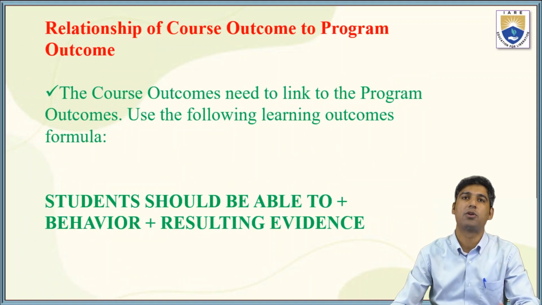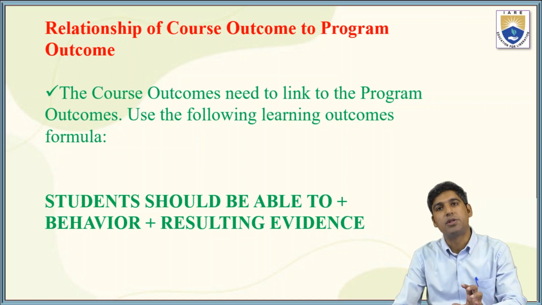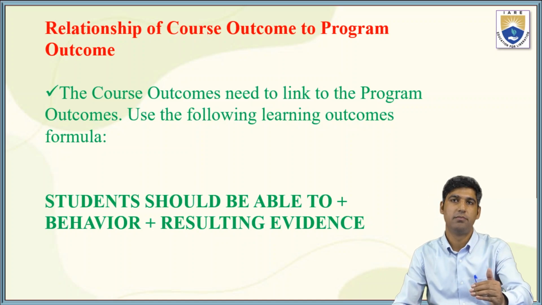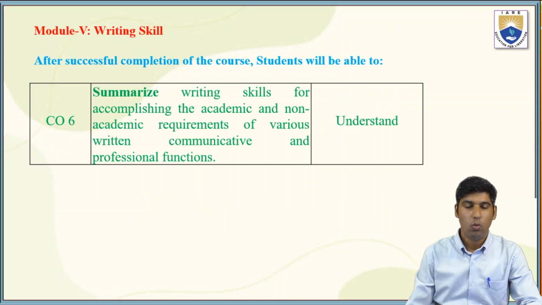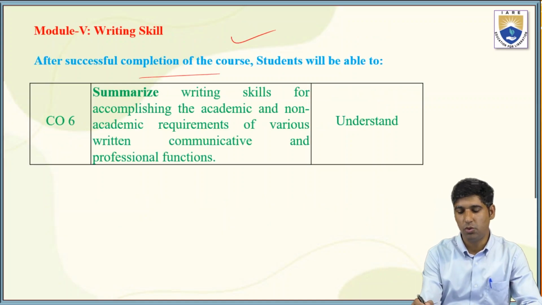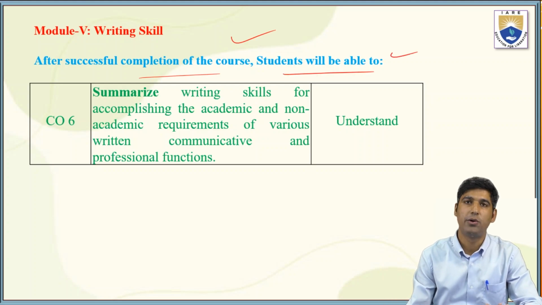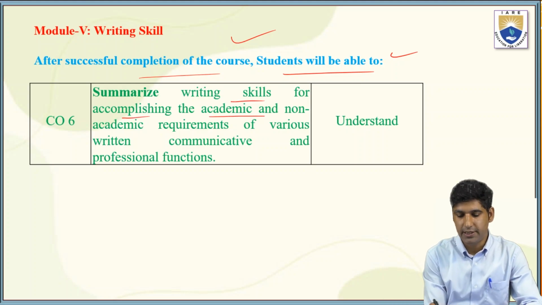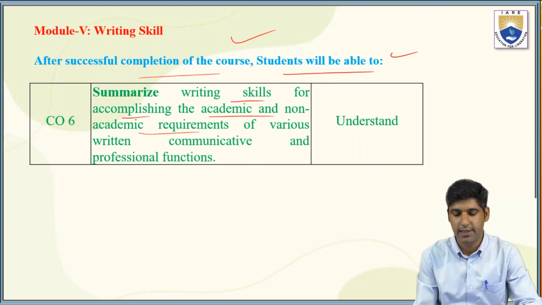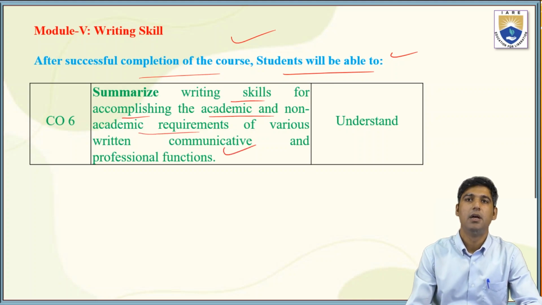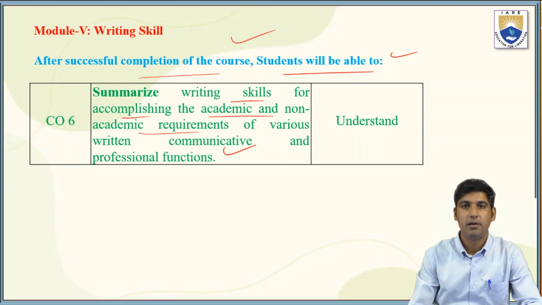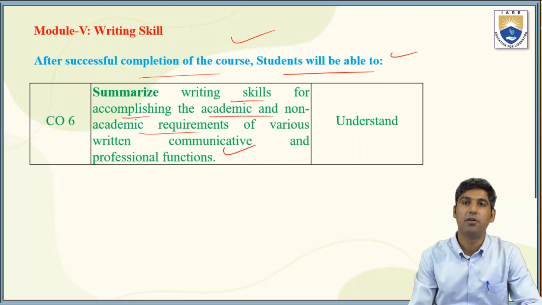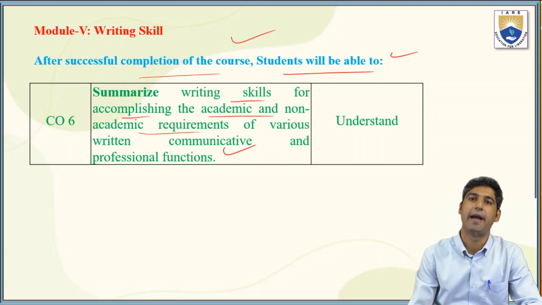The relationship of course outcome and program outcome is this. Every course outcome should link to the program outcome. After the successful completion of the course, the student will be able to do the following. This fifth module will make you able to summarize writing skills for accomplishing the academic and non-academic requirements of various written, communicative and professional functions. A student will be able to accomplish different academic and non-academic requirements of various communicative and professional functions with the help of acquired writing skill.